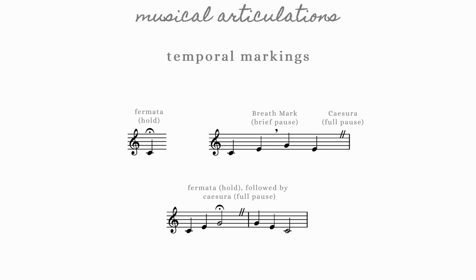Breath marks appear after notes or rests and usually indicate a short pause, just long enough to take a breath. Caesuras appear just before or over the bar line and indicate a complete pause of metric time. Normally, fermatas at the end of a measure would be held for a time, and the music would then continue into the next measure. But often you'll see caesuras right after fermatas, which indicates a hold and then a full stop of metric time. So all of the articulations and markings that I've mentioned thus far can be used basically regardless of the instrument that you're writing for.